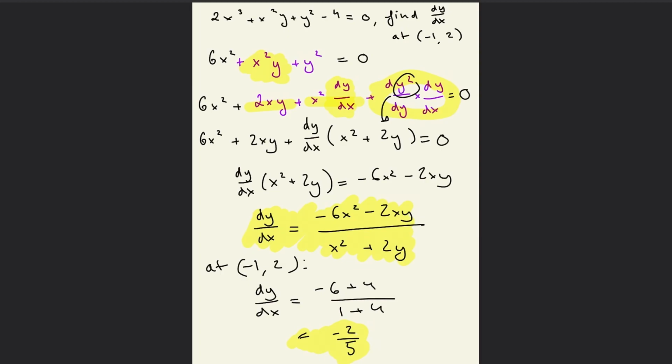For example, if this was y squared, I'm just going to do this in green. If this was y squared, then here it would be d(y squared)/dy, and then we would have to do something like this again. It would be x squared plus 2y, and then we would have to factor that out as well.